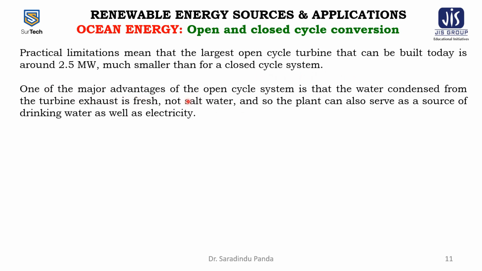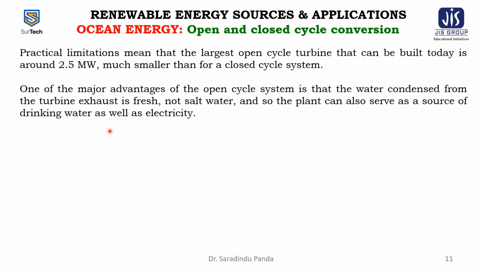One of the major advantages of the open cycle system is that the water condensed from the turbine exhaust is fresh, not salt water, and so the plant can also serve as a source of drinking water as well as electricity.